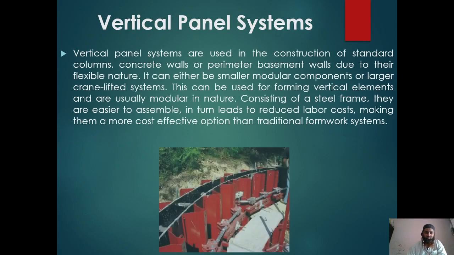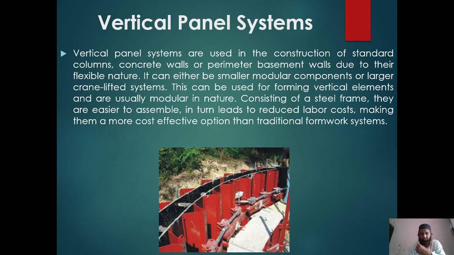Vertical panel systems you can see here. Just see, a different type of formwork is here. Vertical panel systems are used in construction of standard columns. Concrete walls are also there, or retaining walls, or perimeter basement walls, due to their flexible nature. So this type of formwork is also used as per the need. It can either be smaller modular components or larger crane-lifted systems. This can be used for forming vertical elements and is usually modular in nature.